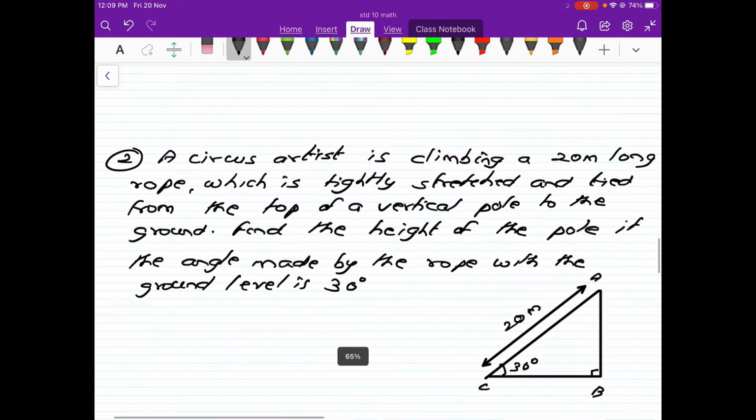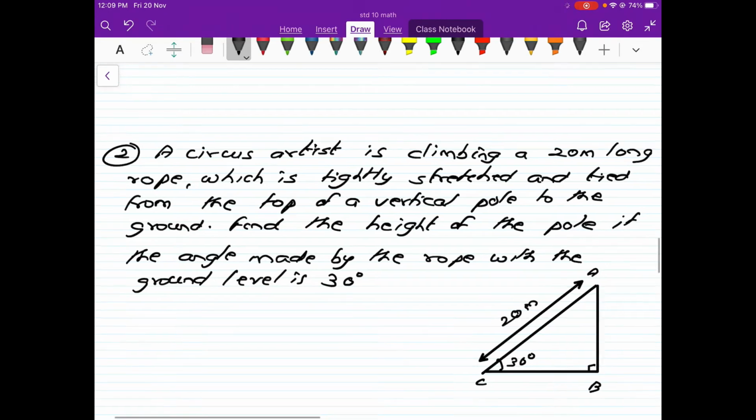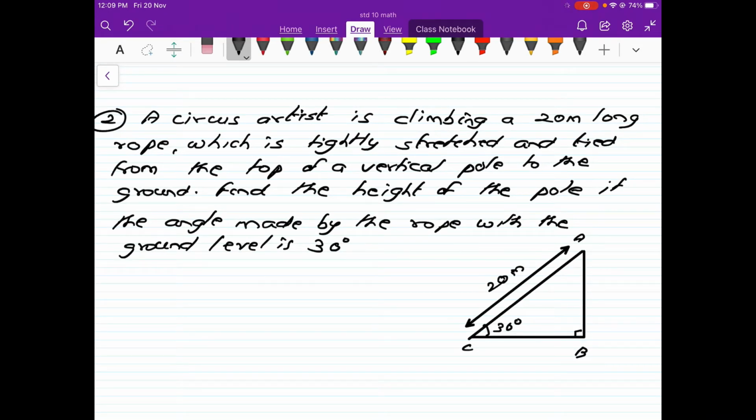Now the second one: a circus artist is climbing a 20 meters long rope which is tightly stretched and tied from the top of a vertical pole to the ground. We have to find the height of the pole if the angle made by the rope with the ground is 30 degrees. So remember, this is the rope and this is the pole. So what do we have to find? We have to find the height of the pole.